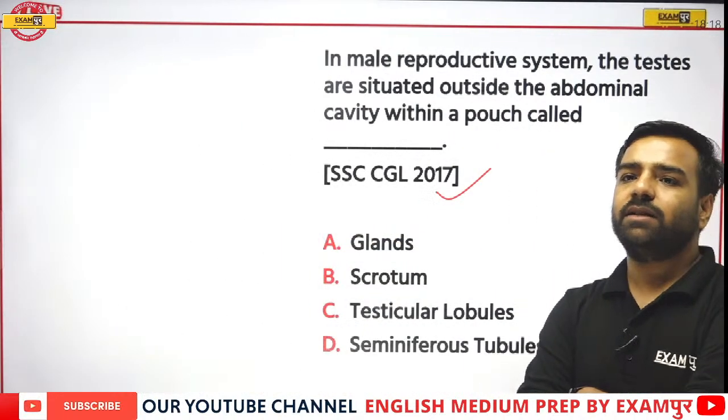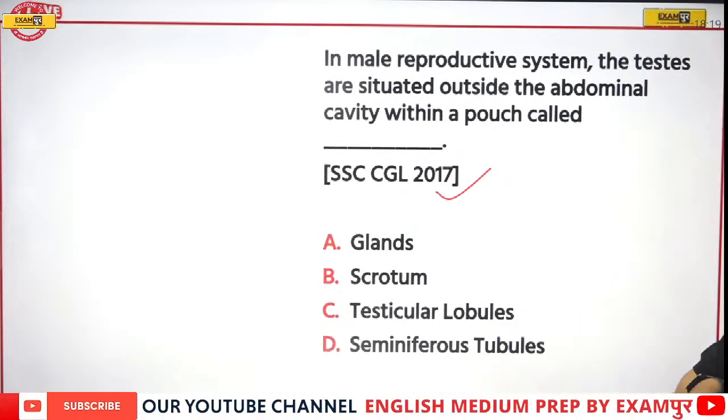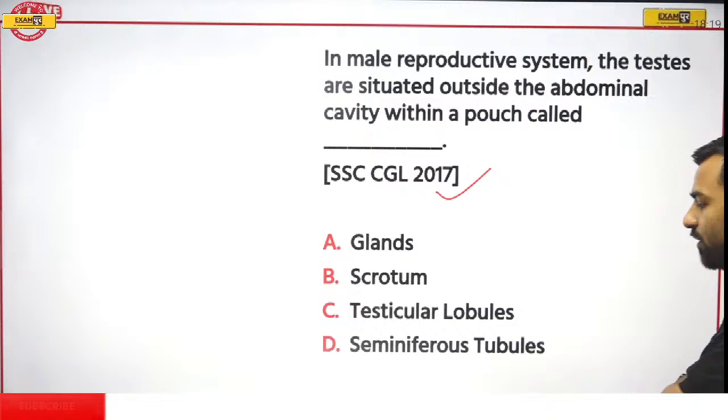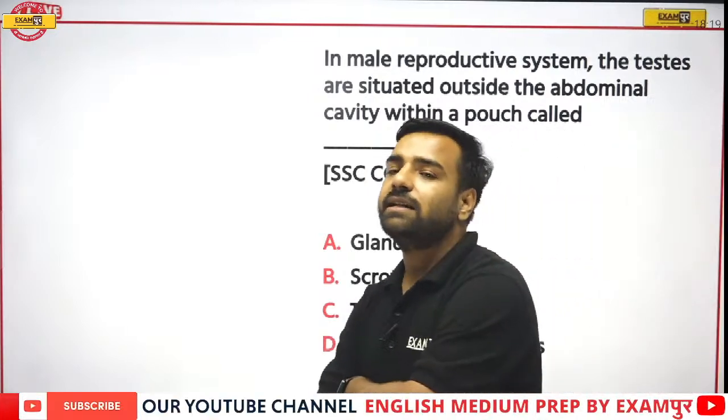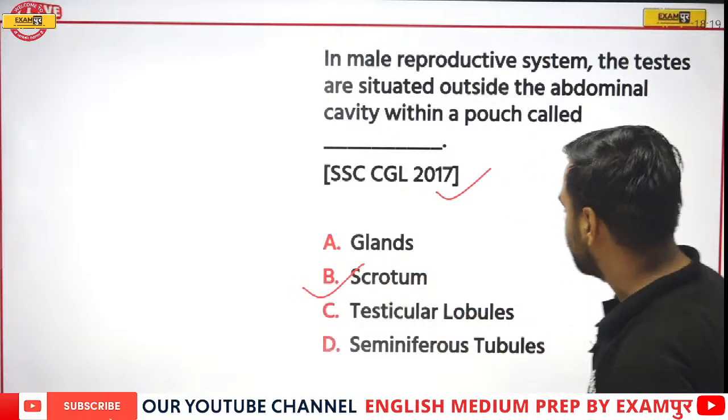What will be the correct answer? Is it A? Is it B? Is it C? Or is it D? A is glands. B is for scrotum. C is for testicular lobules. D is seminiferous tubules. So yes, that's 100% true, Nikita. If I talk about option B, that is totally correct.